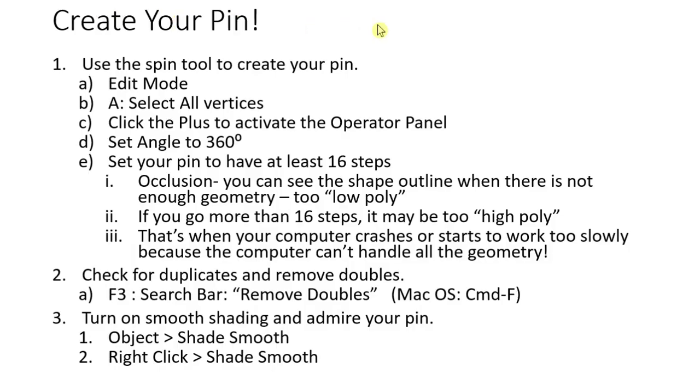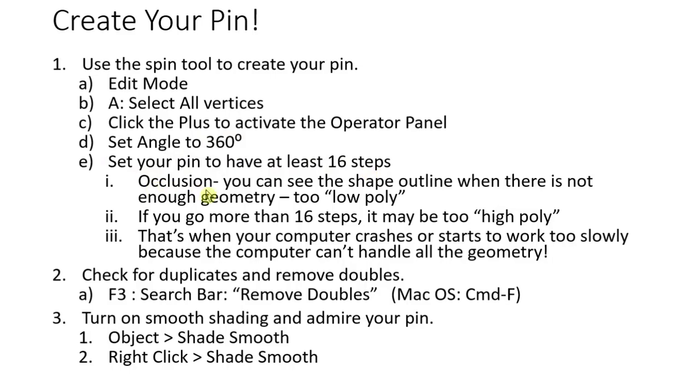Next, you're going to create your pin, and we're going to use the Spin tool to do that. We're going to make sure that we're in edit mode. We're going to click A to select all vertices. We're going to click the plus to activate the operator panel, and you'll see what I mean by that in a moment. You're going to set your angle to 360 degrees, and you're going to make sure that your pin has about 16 steps, and I'll explain why.